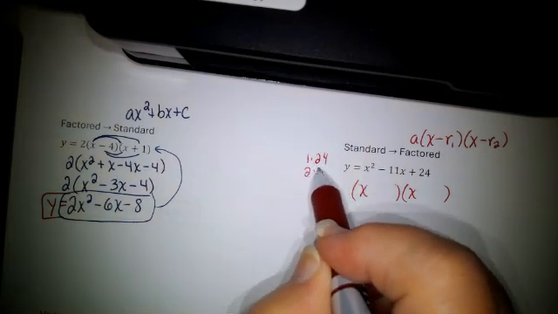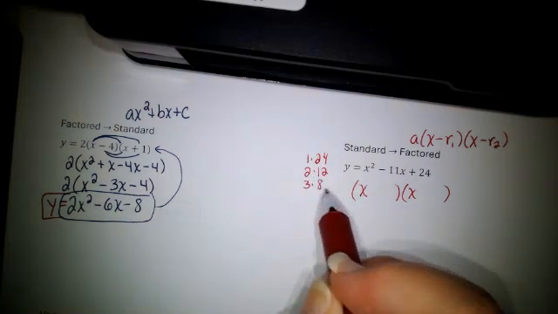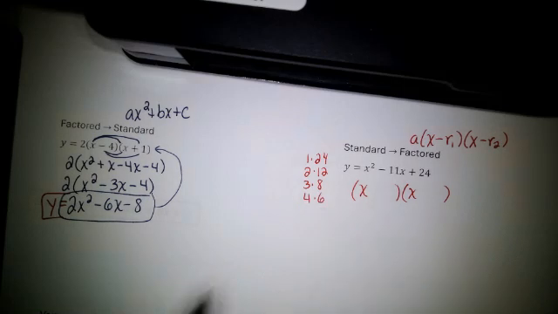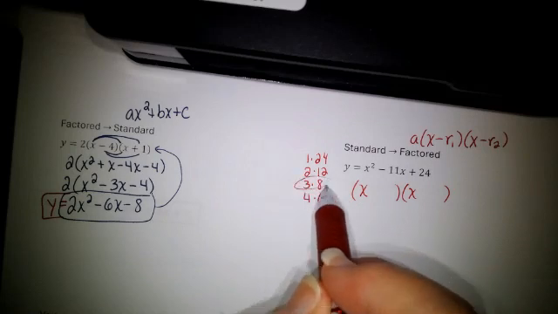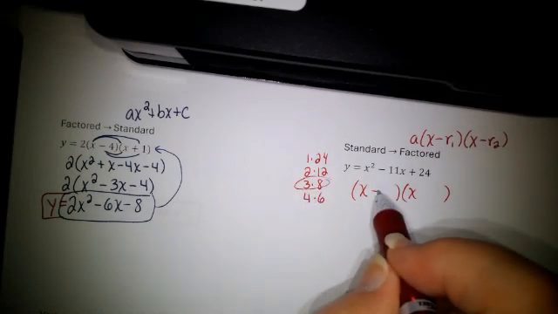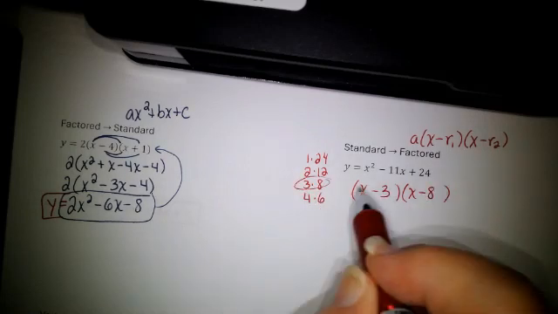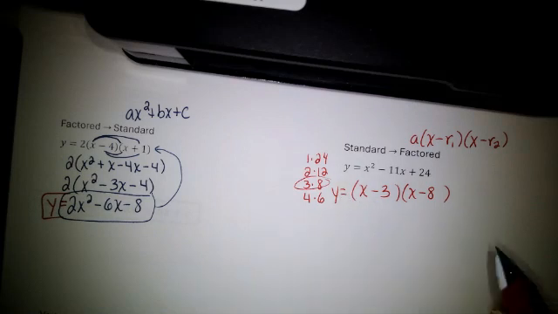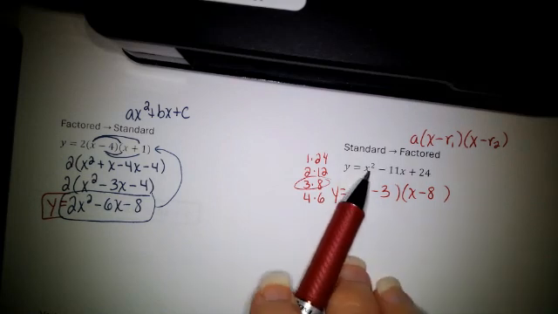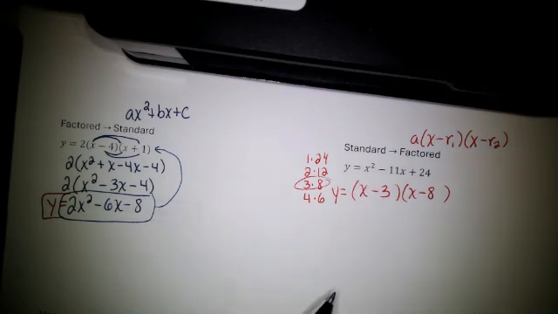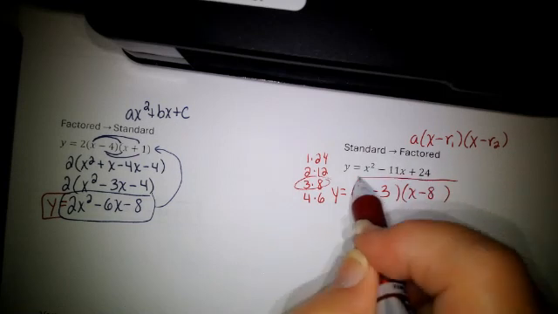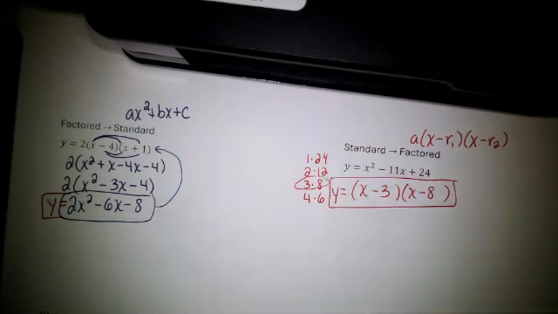So I'm going to be the calculator table for you. And there are the factors of 24 that I have to choose from. Would any of those add up to negative 11? If I put the right signs, negative 3, negative 8. y equals. So we've got the standard form, and we just factored it. Don't forget the y equals. That's very, very important.